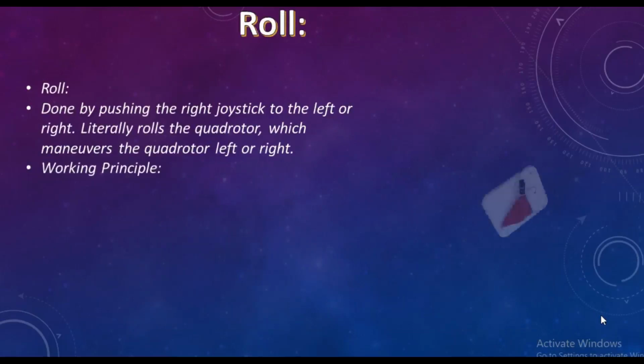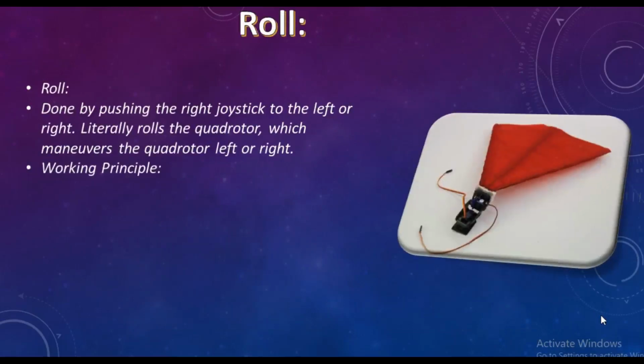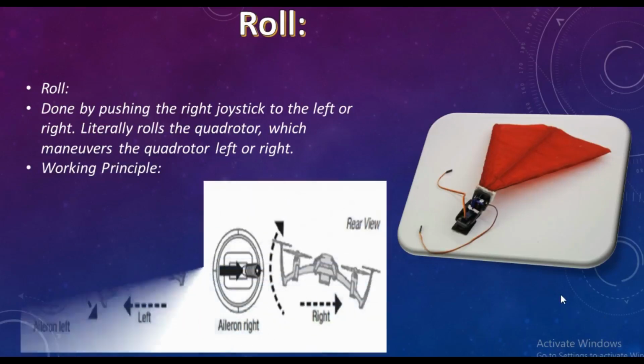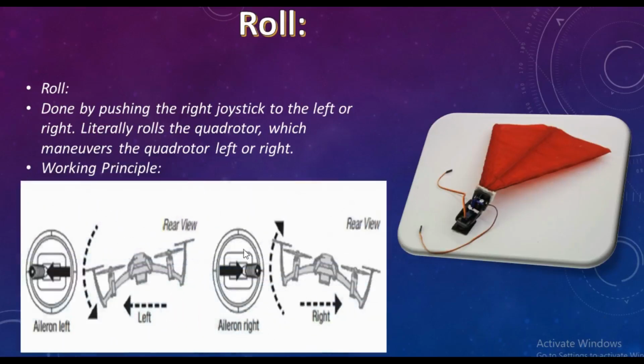What is roll? Roll is done by pushing the right joystick to the left or right. It literally rolls the quadrotor, which maneuvers the quadrotor left or right. So let's start with the working principle. Here you can see the rolling motion of the drone. When you push left, the drone will move like this, and when you push right, the drone will move like this.